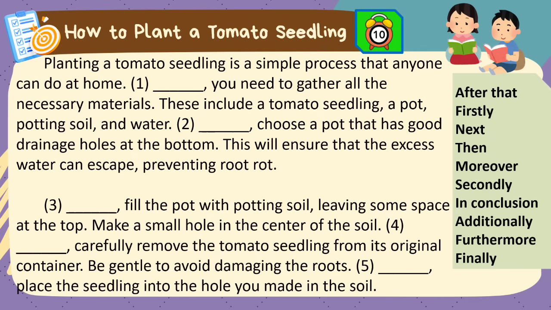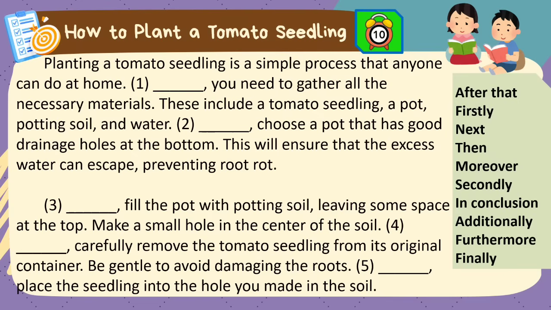Blank, fill the pot with potting soil, leaving some space at the top. Make a small hole in the center of the soil. Blank, carefully remove the tomato seedling from its original container. Be gentle to avoid damaging the roots. Blank, place the seedling into the hole you made in the soil.